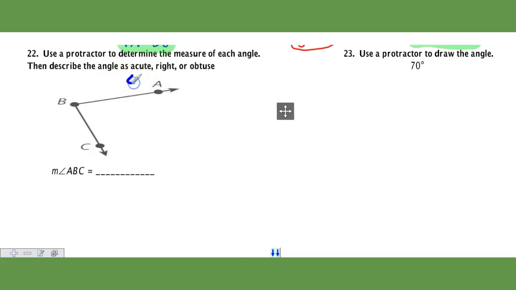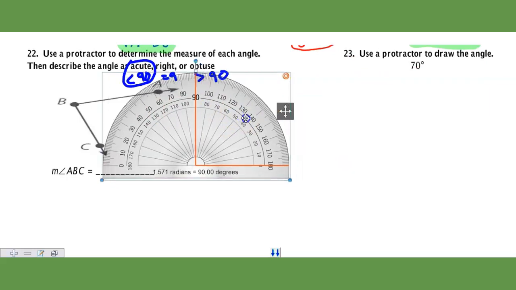So this will be less than 90 degrees. This will be equal to 90 degrees, that's right. And then greater than 90 degrees is obtuse. So this is definitely less than a right angle, so we do have an acute angle here. Okay. And then get out your protractor. All right, now we can go ahead and measure this.